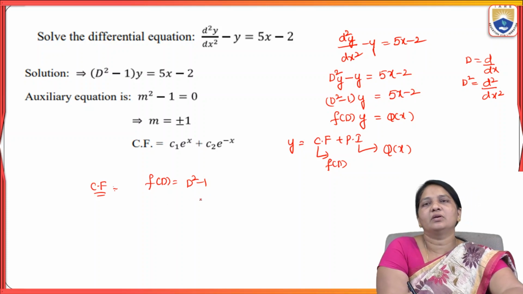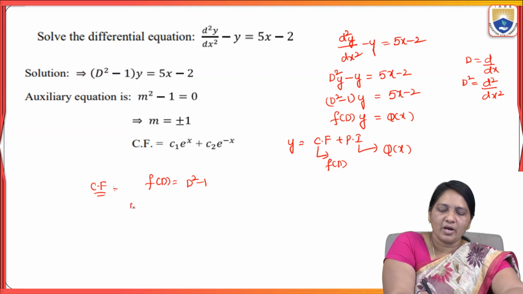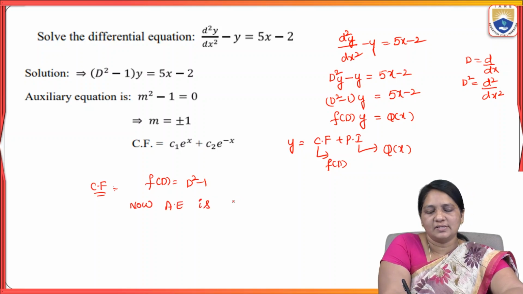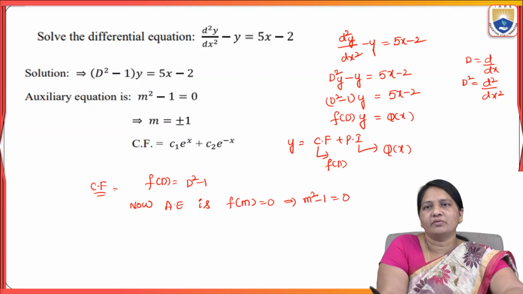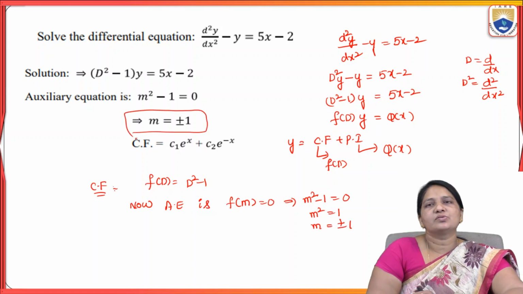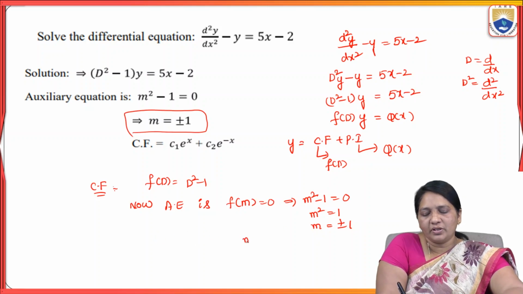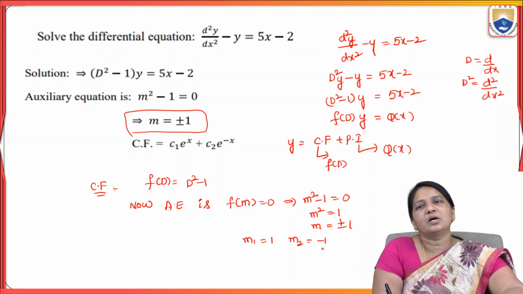So here f of D equal to D square minus 1. Now I am writing the auxiliary equation. What is the auxiliary equation? Auxiliary equation is f of m equal to 0. That means I can write this as m square minus 1 equal to 0. So m square equal to 1. So m equal to plus or minus 1. So m equal to plus or minus 1 means here m1 equal to 1 and m2 equal to minus 1. Here the two roots are distinct and real.